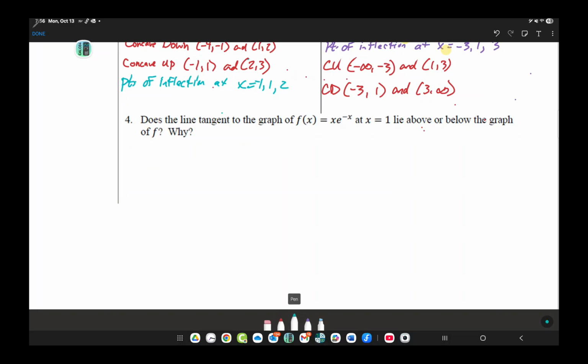So, what is f prime of x? Well, if we do the product rule, the derivative of the first part, x, is 1 times e to the negative x, plus x times the derivative of e to the negative x, which is e to the negative x times a -1. So that gives me 1 e to the negative x minus x e to the negative x.